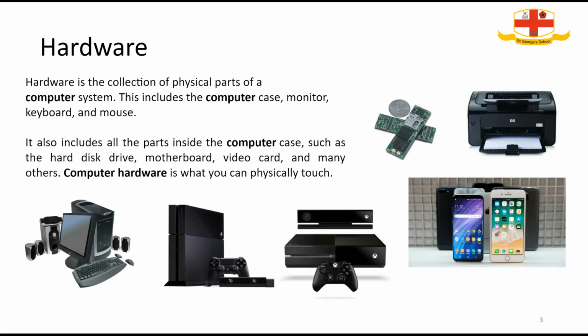So what is hardware? Hardware is a collection of physical parts of a computer system. This includes the computer case, monitor, keyboard and mouse. It also includes all the parts inside the computer case, such as the hard disk drive, motherboard, video card and many others. In the lesson on Friday, I showed you RAM and a motherboard. Those are inside a computer, so they're physical components.